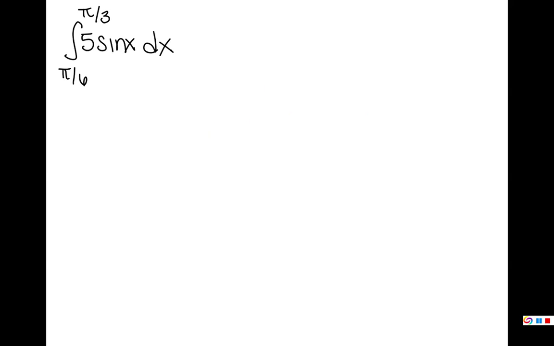All right, here's another example. We're going to integrate 5 sine x from pi over 6 to pi over 3. The first thing we have to do is find the antiderivative. 5 stays there. The antiderivative of sine x is negative cosine x. Again, that's just something I have memorized. So I get negative 5 cosine x. And then again, we don't have to write down the plus c.